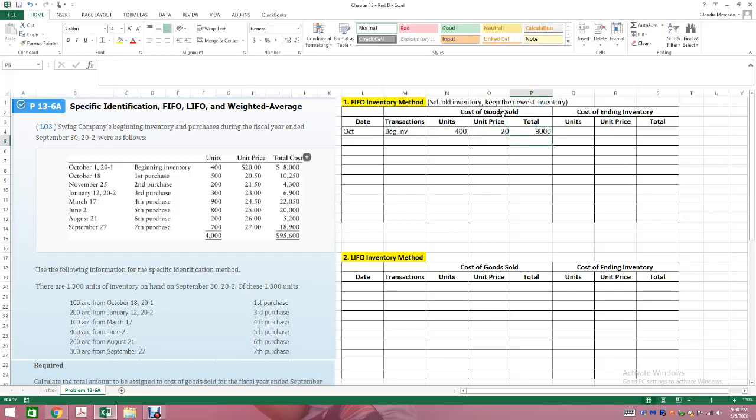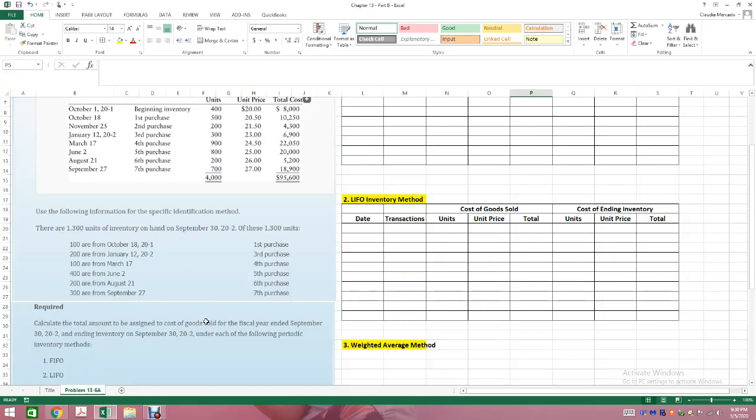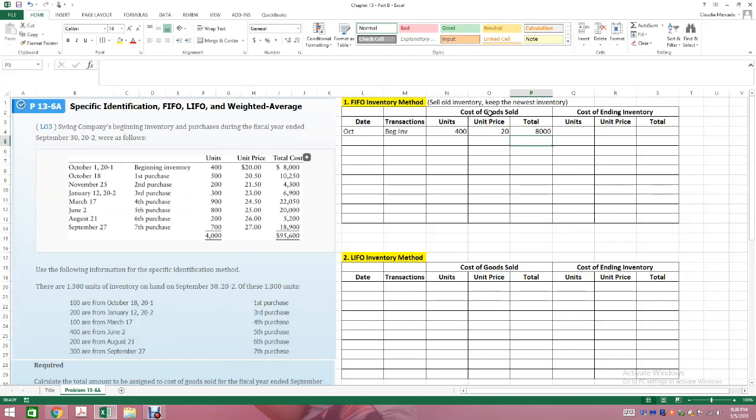These represent cost of goods sold. These are the items that I sold. And remember, we need to arrive at a total of 2,700 units. That represents the number of units that you sold, and that's what we're going to calculate first, your cost of goods sold.